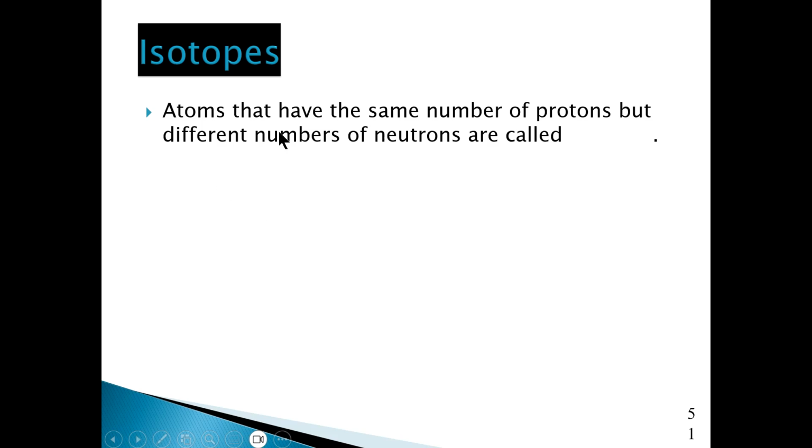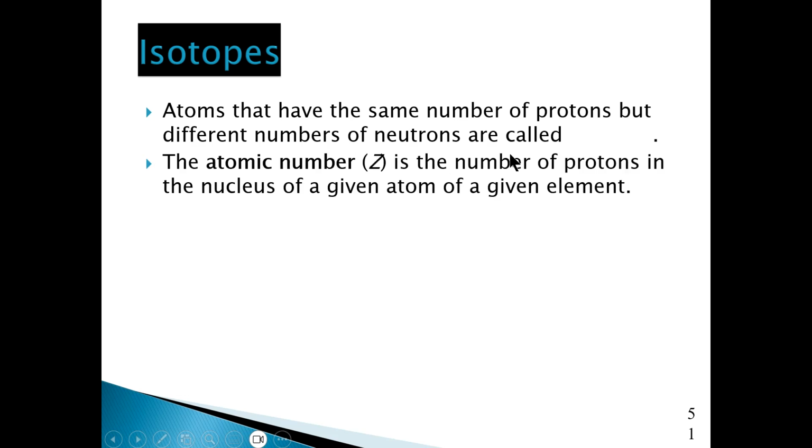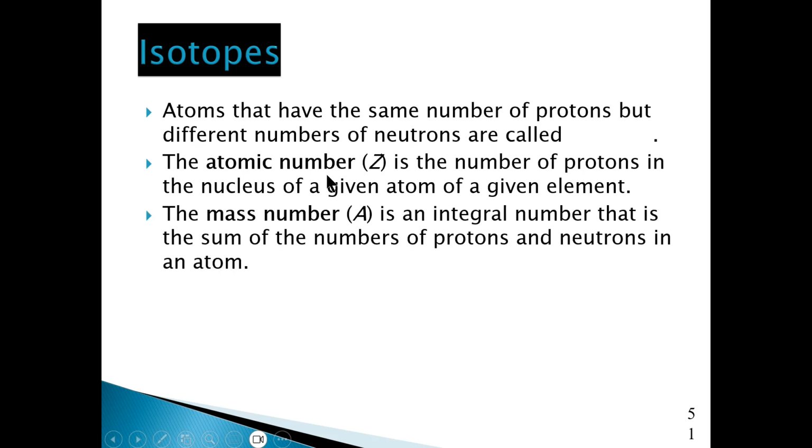Then the last thing we're going to talk about here is a special group of atoms known as isotopes. Now, what are isotopes? Isotopes are atoms that have the same number of protons but different numbers of neutrons. Now, some definitions here I have to introduce to you. The atomic number of an atom is the number of protons in the nucleus of the atom of a given element. So each element will have its own unique atomic number, and we're going to see some examples of that shortly.